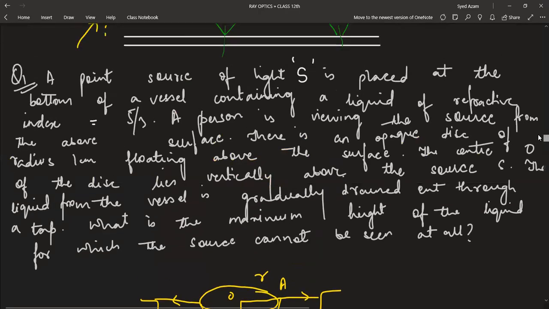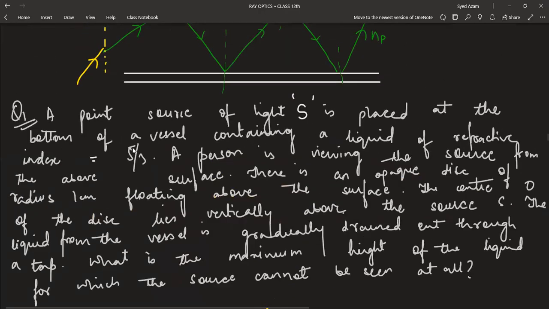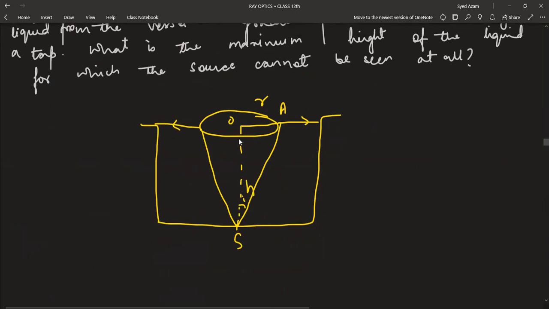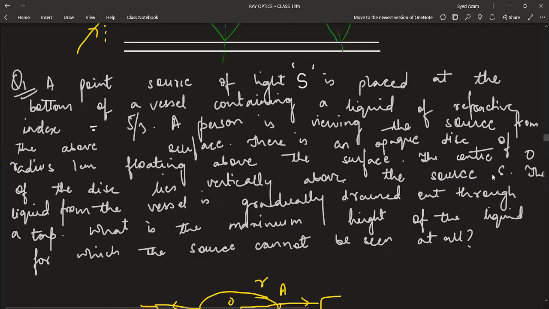Now, what is the question saying? A source was placed at the bottom of a liquid containing S. Refractive index is 5/3. An opaque disk is floating above the surface. The center O of the disk lies vertically above the source. That's why I have drawn it exactly in the center. The liquid is gradually drained out through a tap. What is the maximum height of the liquid for which the source cannot be seen at all?